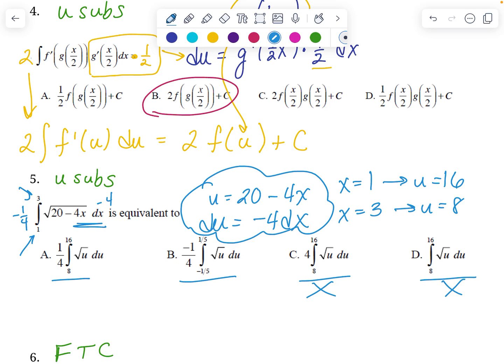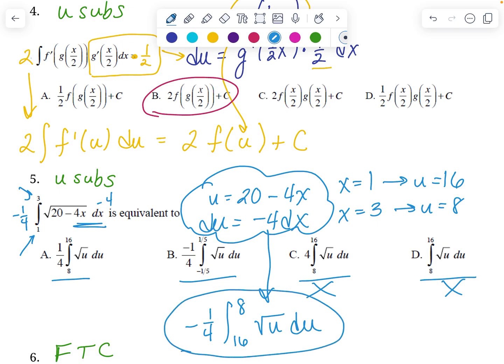I'm getting 8 and 16. So my understanding of that would be I'd have -1/4. Where there was a 1, I'd put a 16. Where there was a 3, I'm going to put an 8. Oh, I see where the negative goes now. That was confusing and tricky. So I really want this to be an answer choice, but it's not. The closest I have is choice A. Why is choice A the same? Because they flipped the bounds, and in flipping the bounds, they would flip that sign. So A is it.